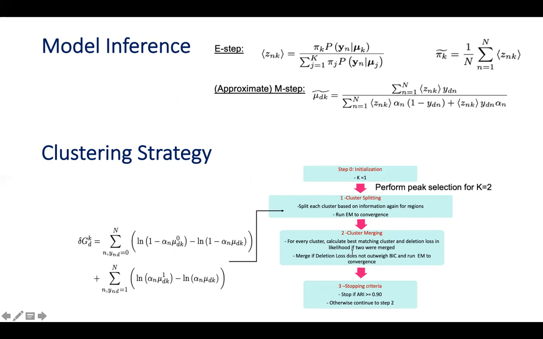Using our model, we also provide a feature selection approach to select the most informative peaks for clustering. But importantly, we develop a cluster splitting and merging heuristic, at the bottom of the slide, which is explained. We use this heuristic to automatically find the number of clusters in the data.